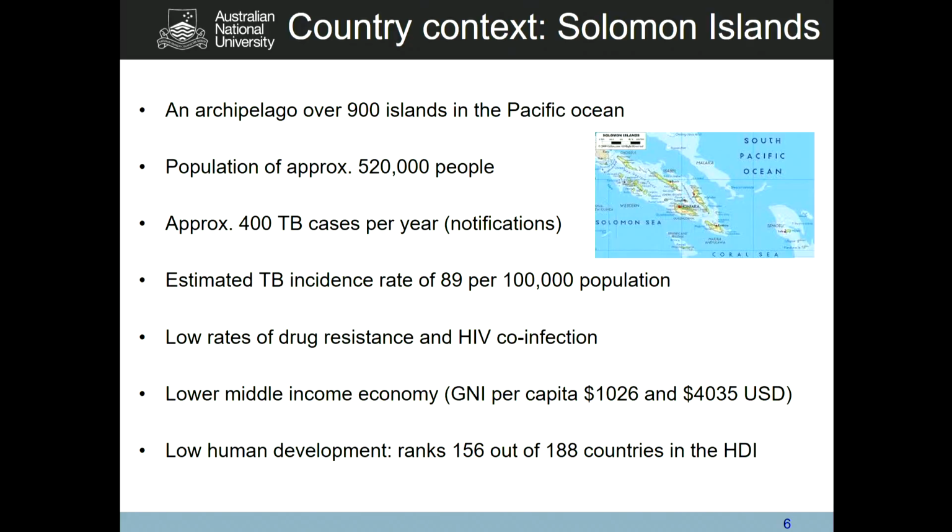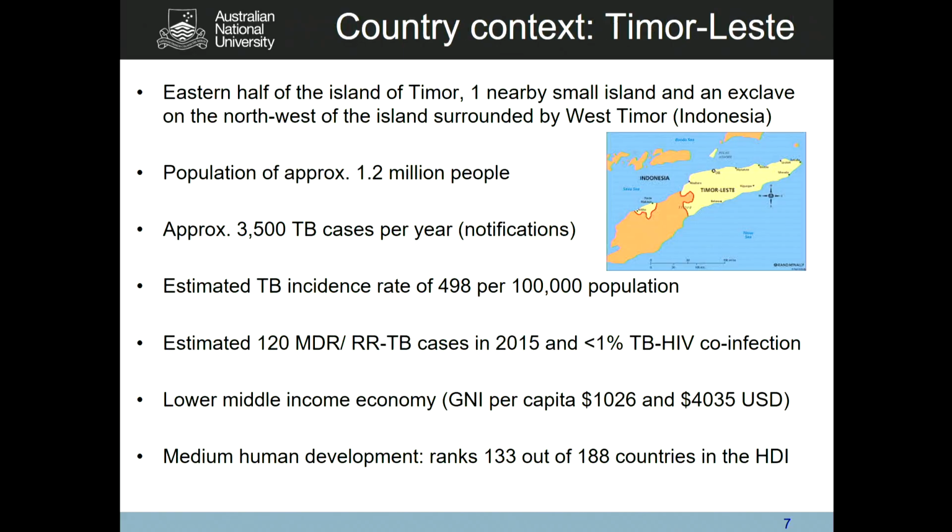They are a lower middle income economy, and they have a low human development rank when classified by the Human Development Index. Now for Timor-Leste, Timor-Leste is the eastern half of the island of Timor, completely surrounded by Indonesia, and only gained independence from Indonesia in 1975.